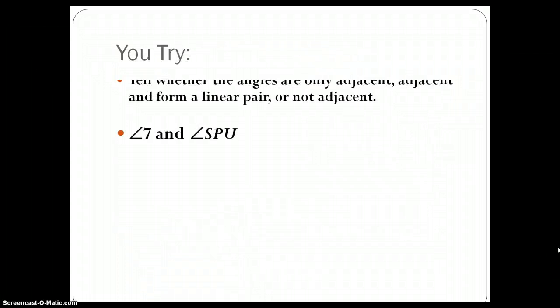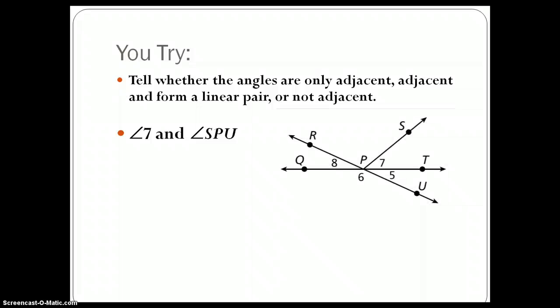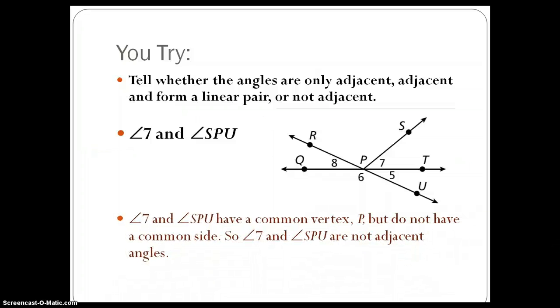So you try. Tell whether the angles are only adjacent, form a linear pair, or are not adjacent. We're looking at angle 7 and angle SPU. Did you say that they are not adjacent angles? They have a common vertex. They don't have a common side. In fact, angle 7 is contained in SPU.